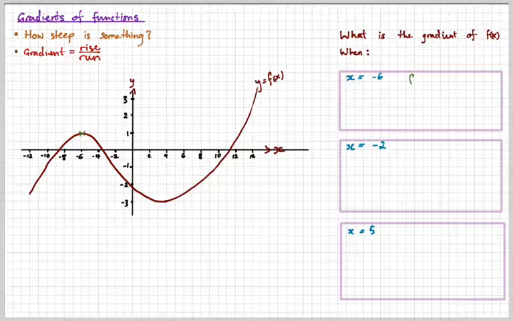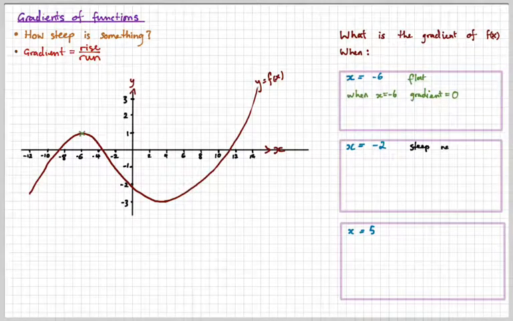Right, so on the graph there, I've put the point x is equal to minus 6, and we're looking at what the gradient is there. Well, the gradient here is kind of flat, so it doesn't really have any steepness. So when x is equal to minus 6, the gradient there is 0. Intuitively, you can think of that as having no steepness. Moving on, when x is equal to minus 2, it's quite steep and it's negative. If we look at when x is equal to 5, that's a bit less steep and it's positive.